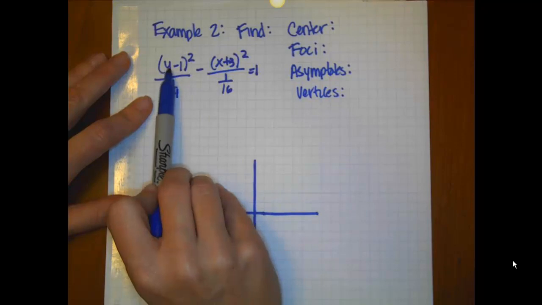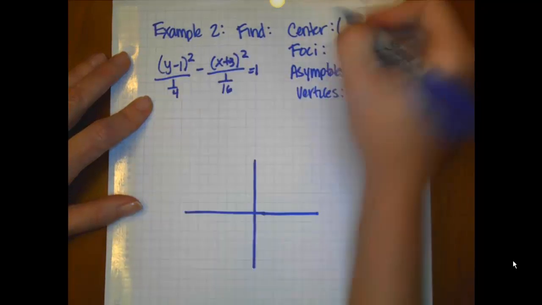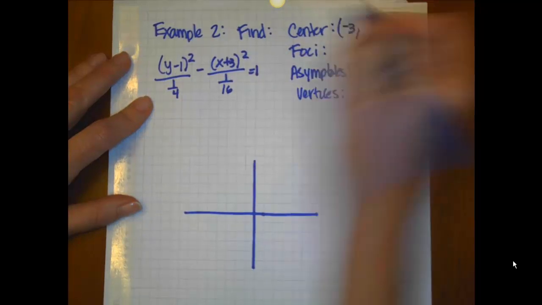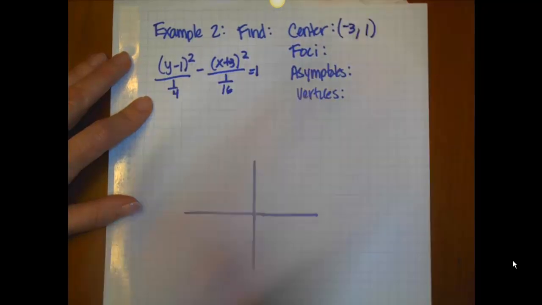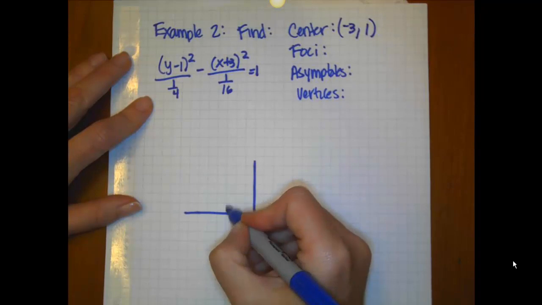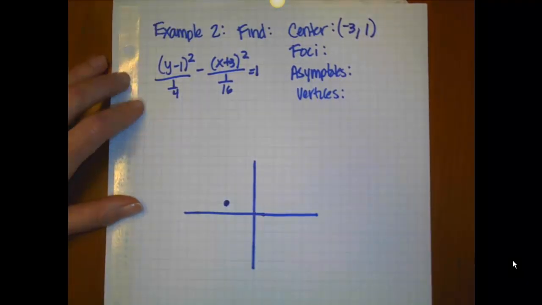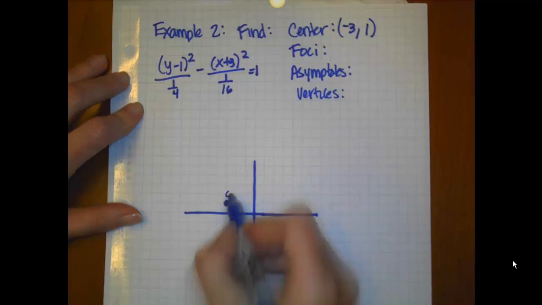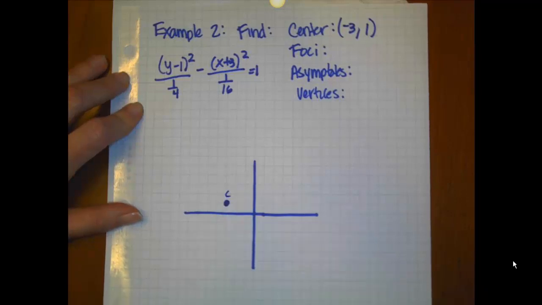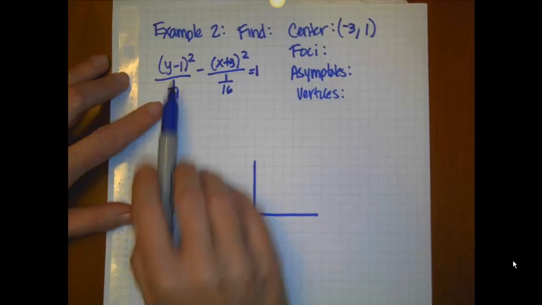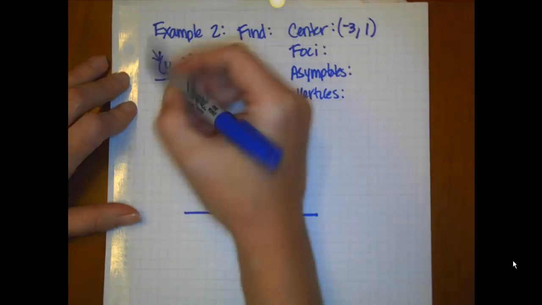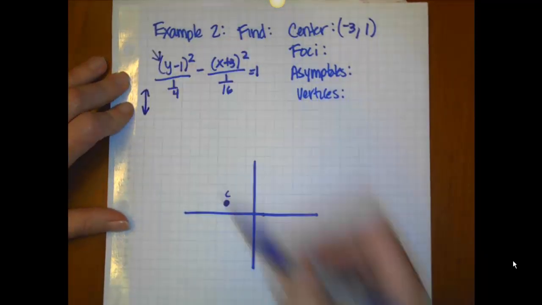Okay, my center should be pretty easy. The center is not at 0, 0, but I just take the opposite of 3, which is negative 3, that's my h, and my k is 1. So I have a center at negative 3, 1. There's my center of my hyperbola. Now, in this case, because the y is first, this means my transverse axis is vertical.